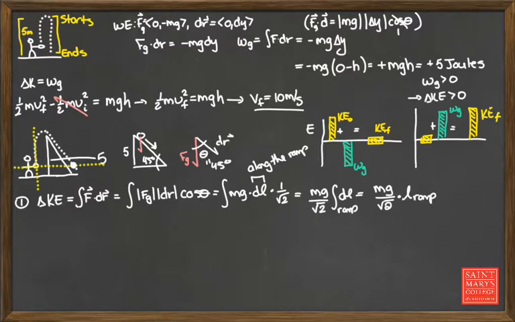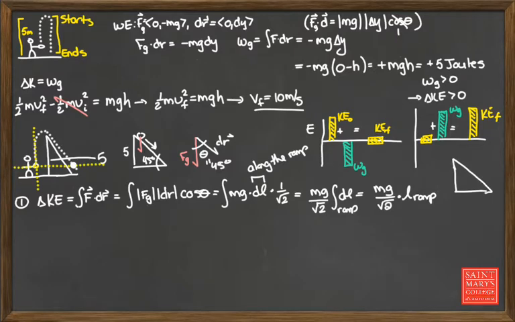Notice since it's going down a ramp, the path that it takes to get all the way back down to the ground is longer in this case than it was when it just fell vertically. So L ramp is longer than 5 meters in this case. Luckily, it's pretty straightforward to figure out what this length is.